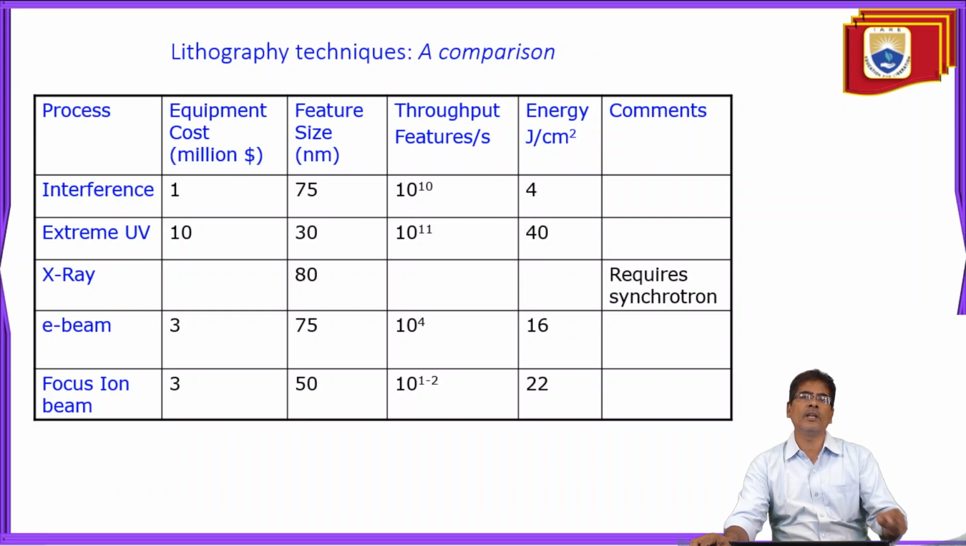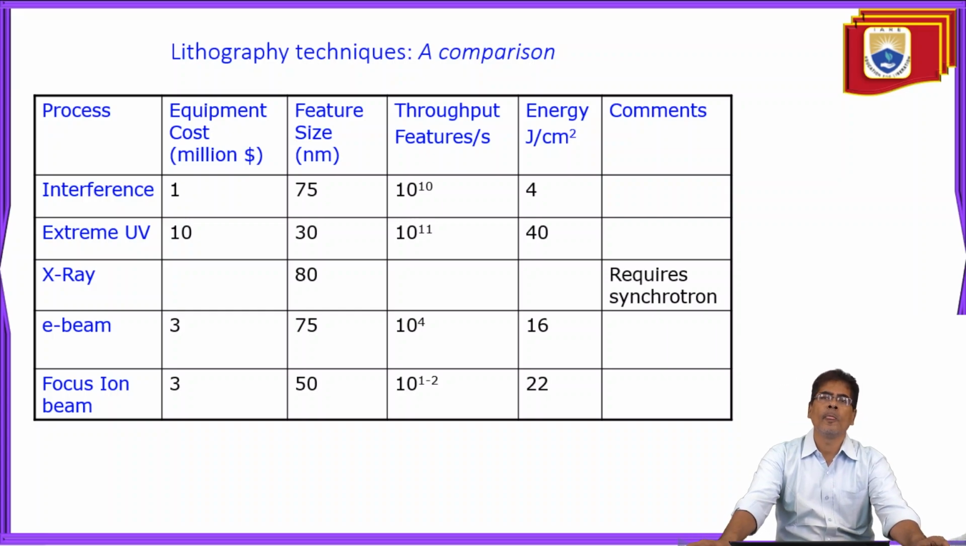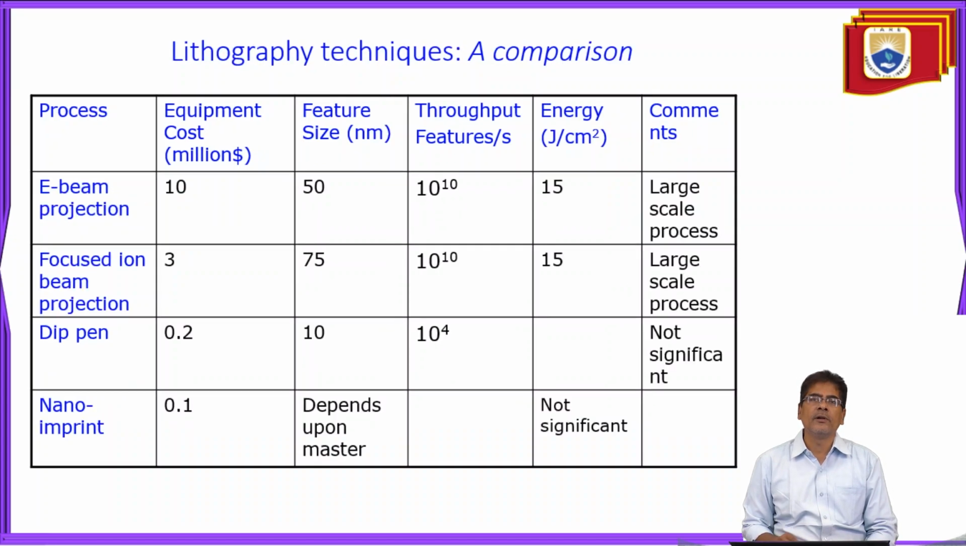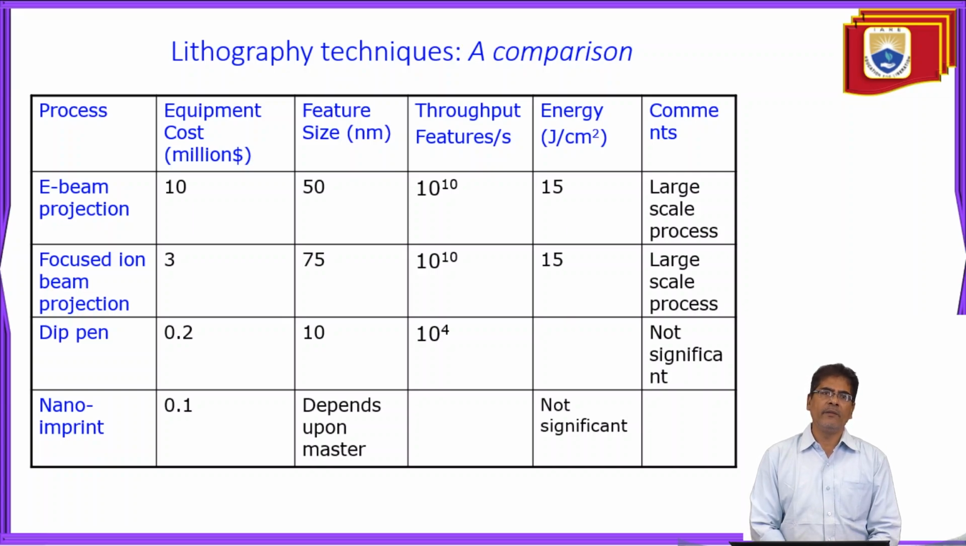So energy utilized, in joules per centimeter square, can be up to 4. Extreme ultraviolet is around 16, 22, and requires a synchrotron. X-ray requires a synchrotron, right? So this is the lithography technique comparison, and we have the E-beam.